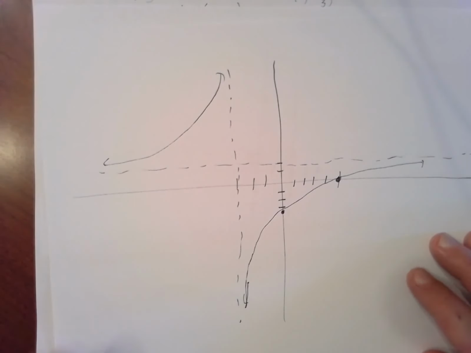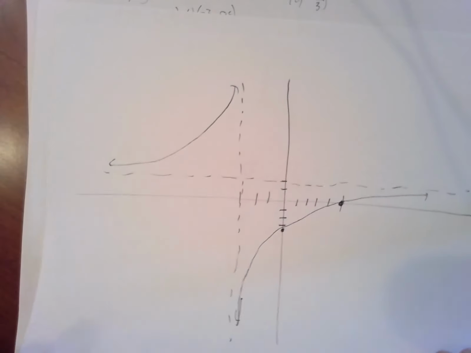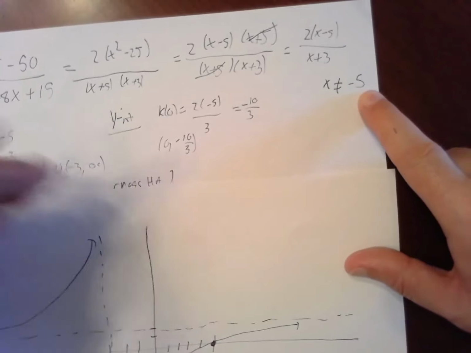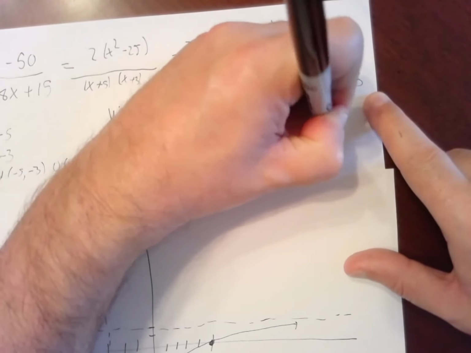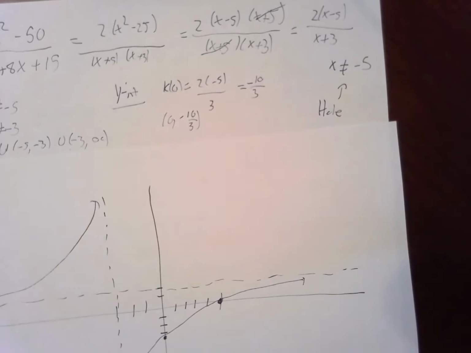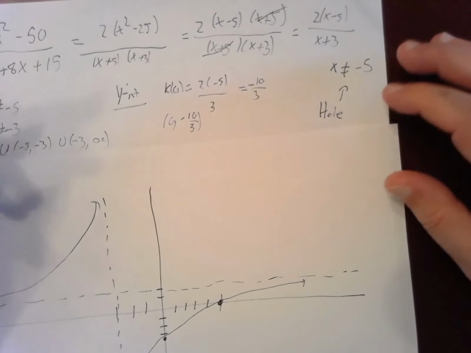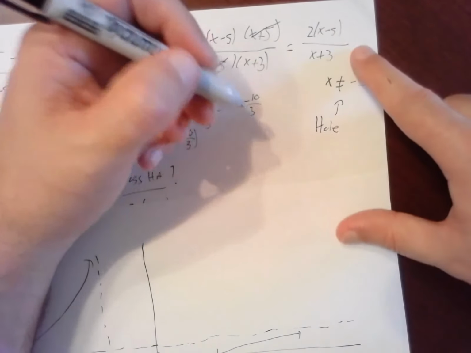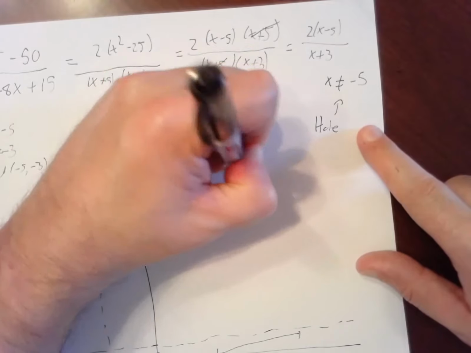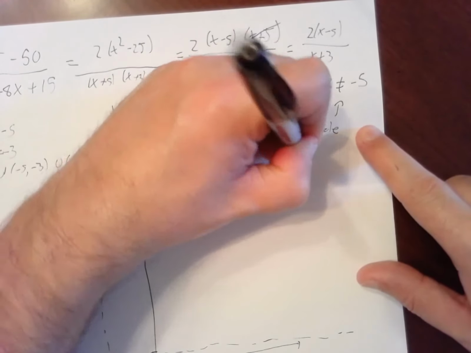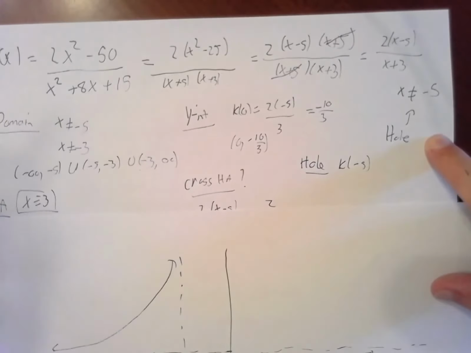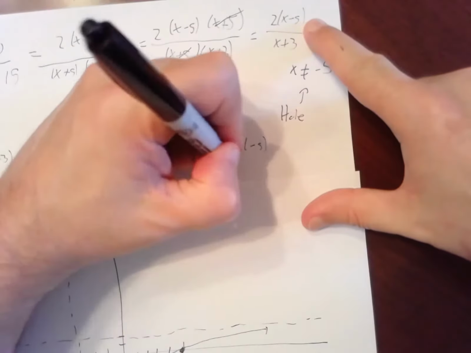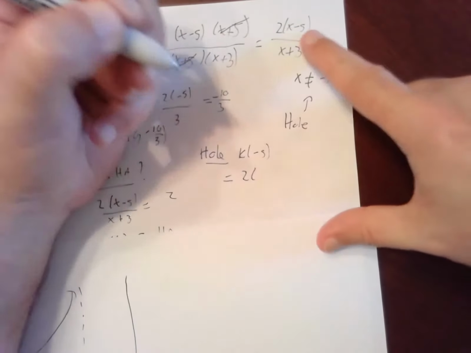Okay, now the only thing left is to put in the hole. So at x equals -5, right there, I'm going to have a hole. So that's a point on the graph that doesn't actually exist. To find that y coordinate, we plug in into the reduced version. So to find the hole, I do k of -5. I can't plug it in here. If I plug it in here, I get 0 over 0. That's why it canceled. I plug in here, and I'll get 2.